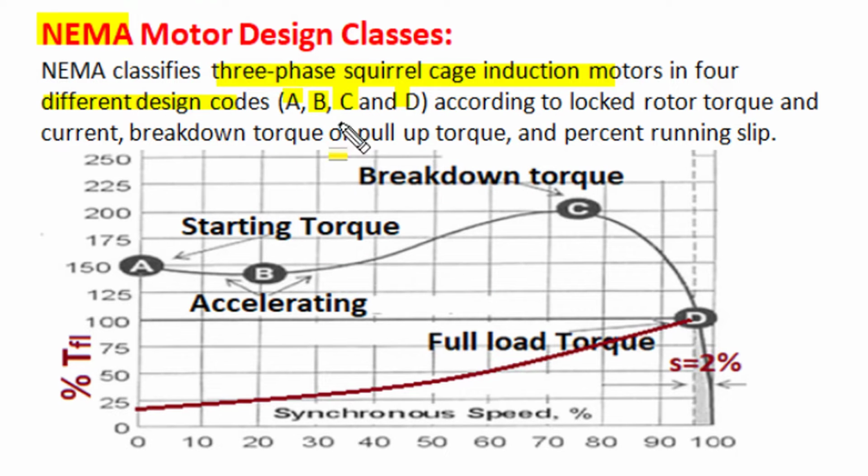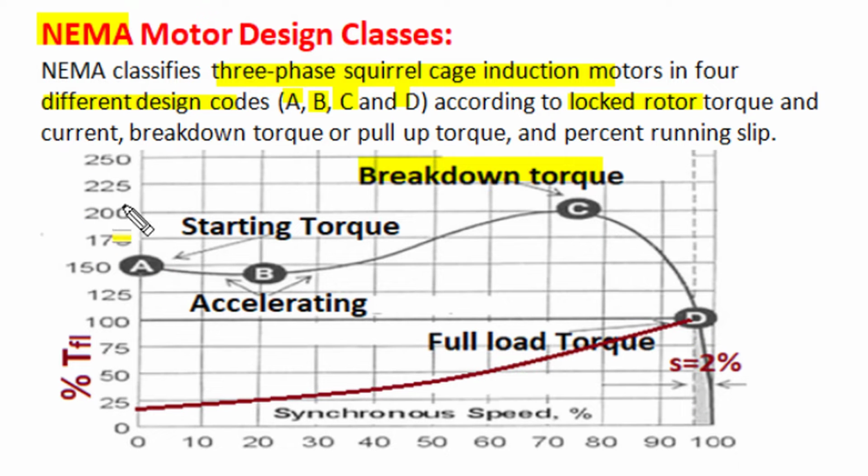Now this NEMA motor design classification is according to locked rotor condition, that is called starting of induction motor: what amount of torque it is producing, how much amount of current it is drawing at the time of starting, what is the maximum torque capability of induction motor, that's called breakdown torque, and for full load conditions, for normal running conditions, what is the speed or slip of induction motor.